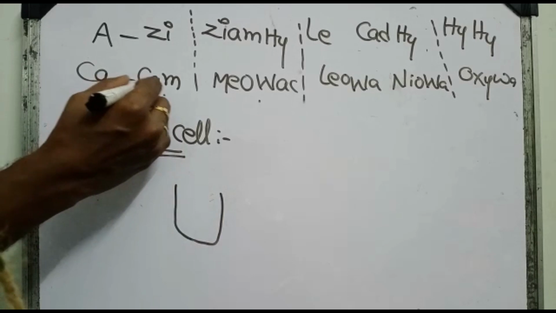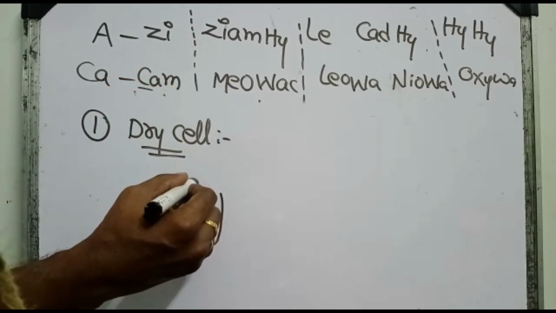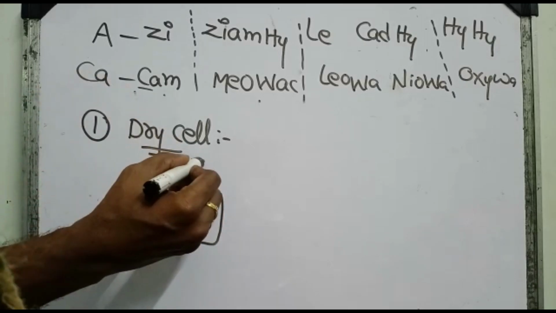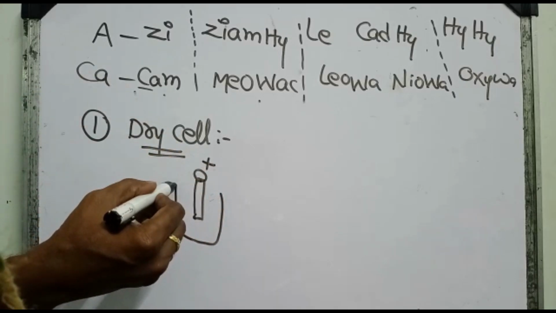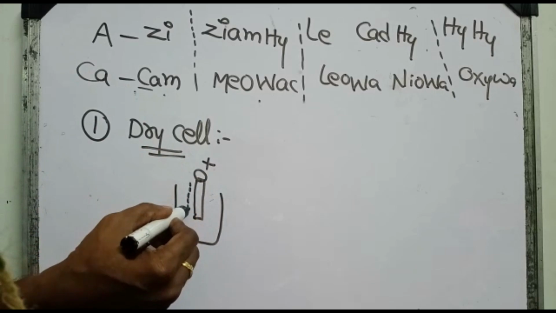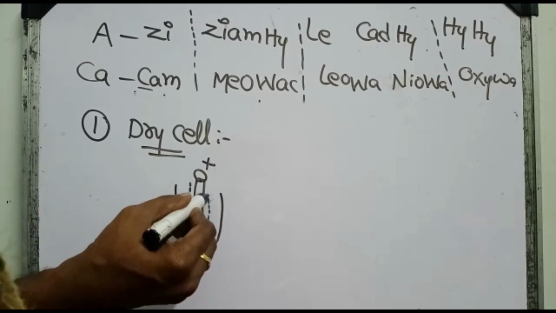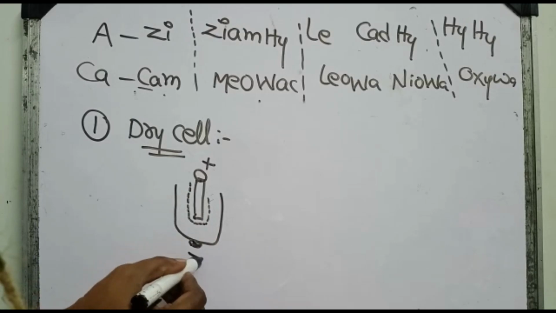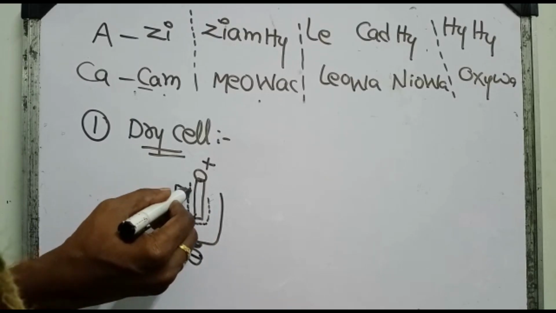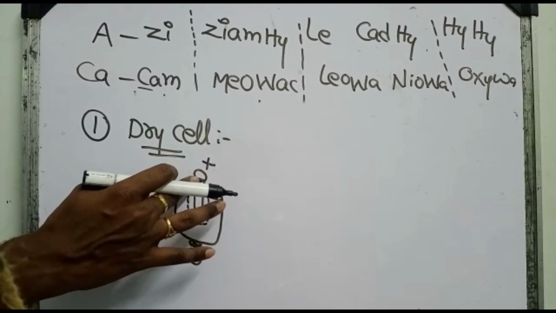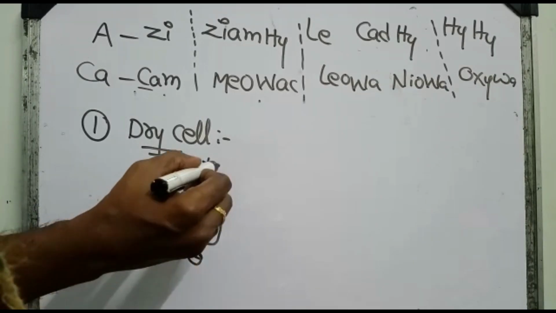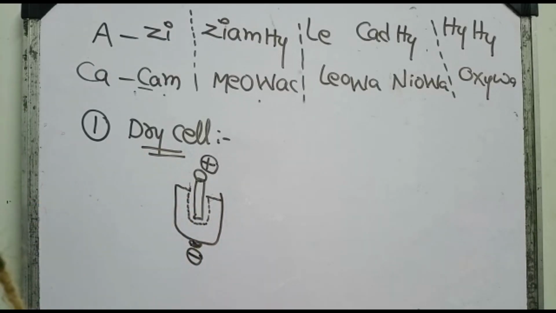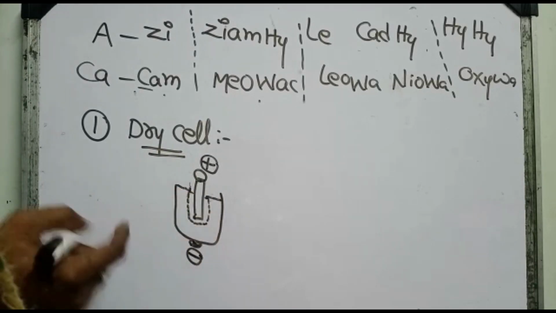Next, the carbon rod. The carbon rod acts as the cathode. It is separated from the zinc, which is the negative. The cathode and anode are both separated with a paper.